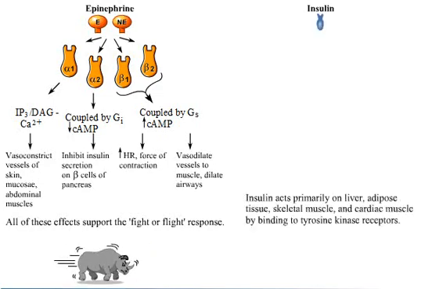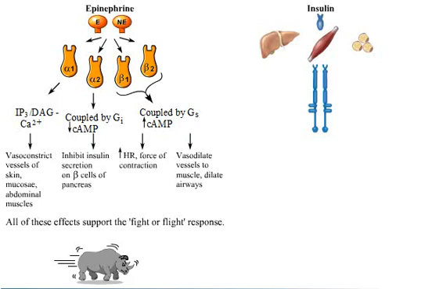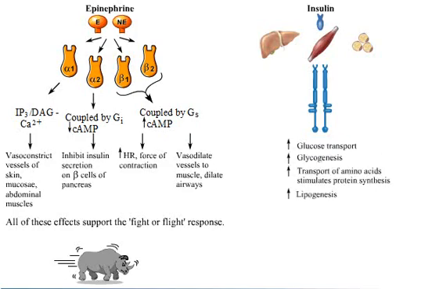Insulin acts primarily on liver, adipose tissue, skeletal muscle, and cardiac muscle by binding to tyrosine kinase receptors. Each tissue responds differently, and each has multiple responses. Some of the cellular responses to insulin are listed beneath the receptors.